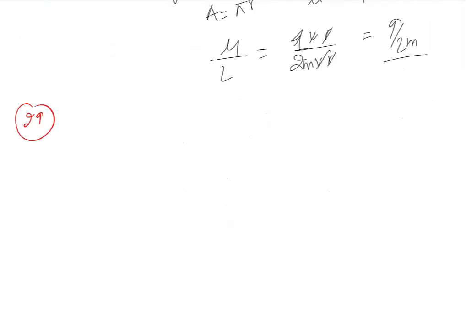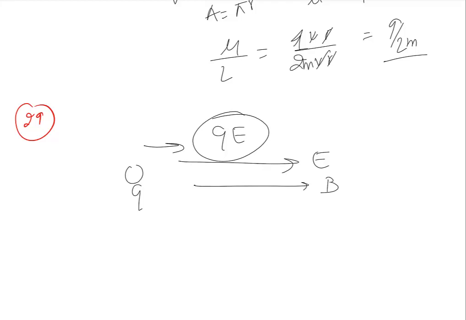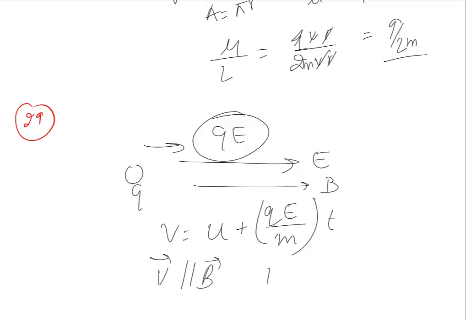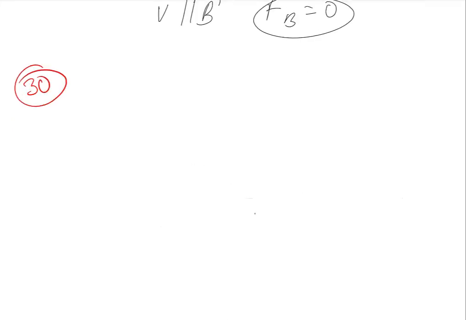Question number 29 says a charged particle is released from rest in a region of steady uniform electric and magnetic field which are parallel to each other. The particle moves in. So here is our charged particle. Electric field and magnetic field are parallel to each other, so it will accelerate in this direction with QE. So it will gain some velocity, v equals u plus at. At will be force QE over m into t. Now this velocity, as it is parallel to B vector, there is no magnetic force, so it will continue to move in a straight line. So option number A.